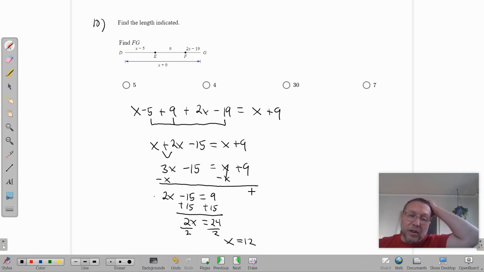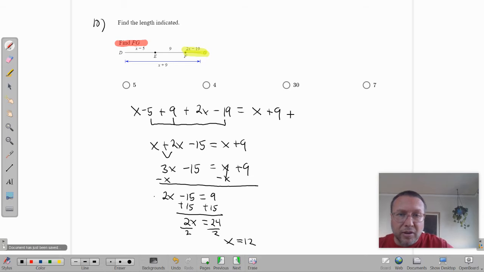Now, you'll notice that 12 is not one of the answers that's listed there. And that's because what we're looking for here is FG. So FG is this section right here. It was the last part of our little trip. So then what I have to do is plug that in. I need to take x and plug it in to see what I get here. So FG is equal to 2x minus 19.